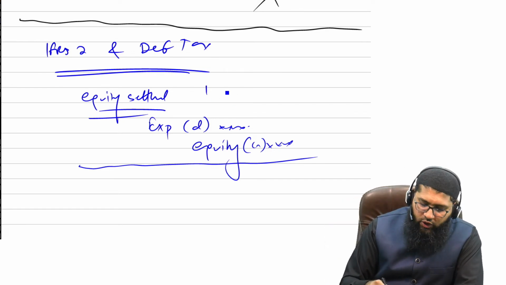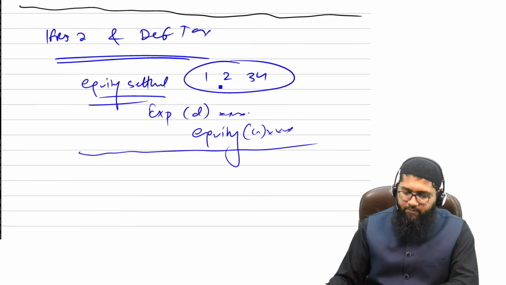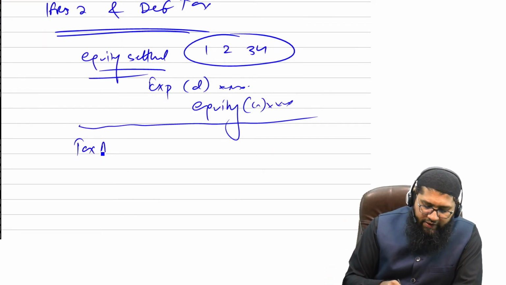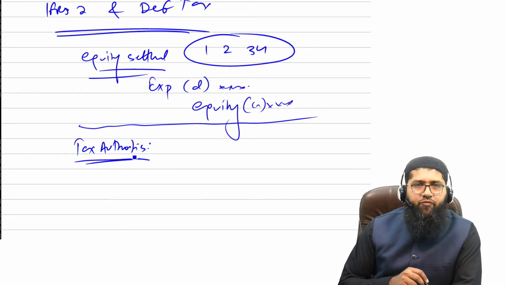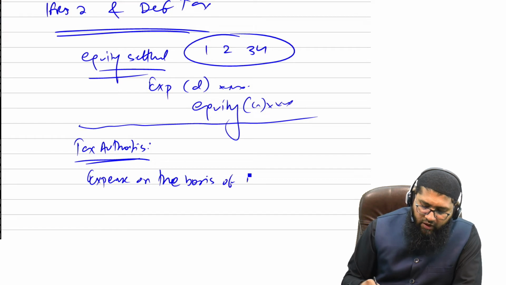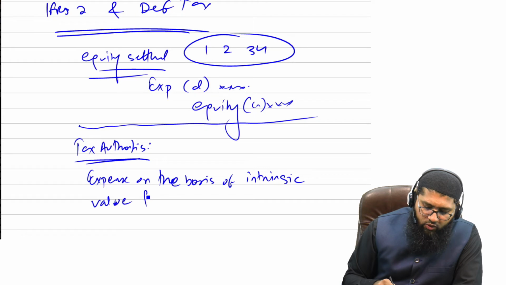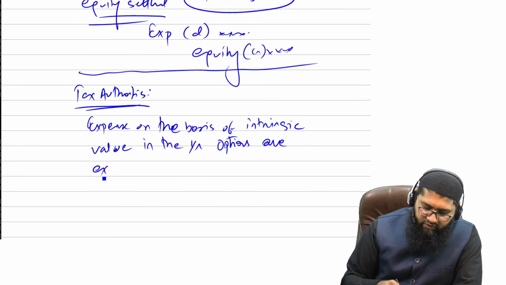We might do it over 1, 2, 3, 4 years, or 2, 3, 4 years. That is the vesting period. But how the tax authorities treat things is that they allow you expense on the basis of intrinsic value in the year the options are exercised.